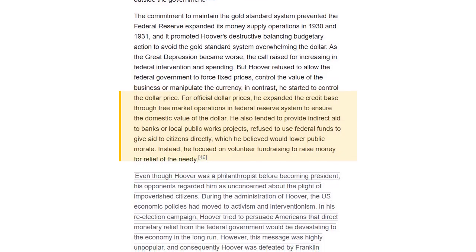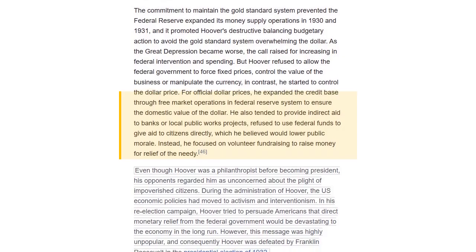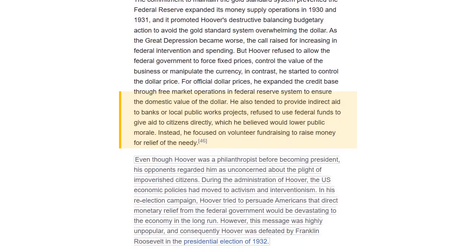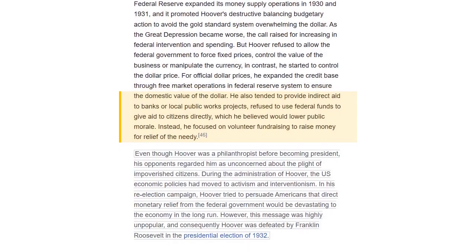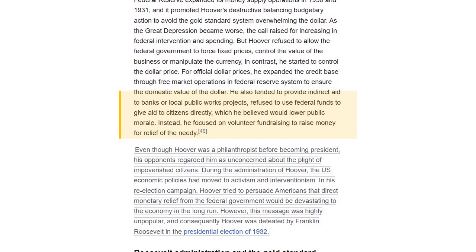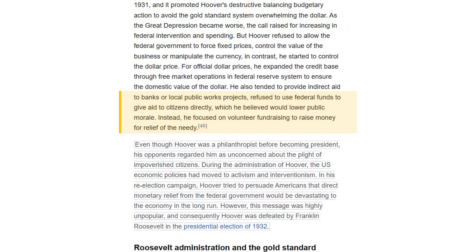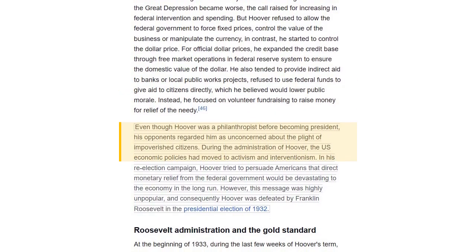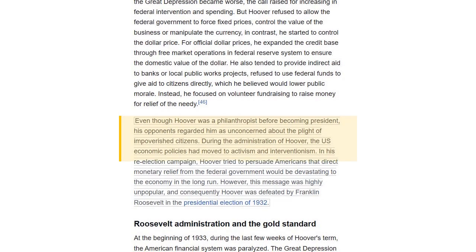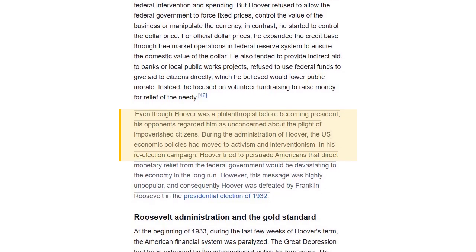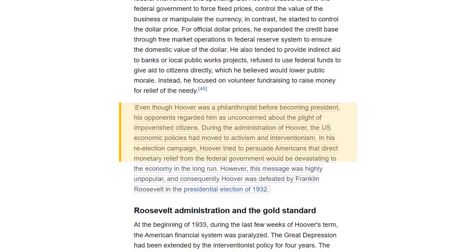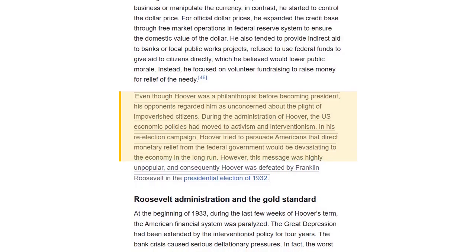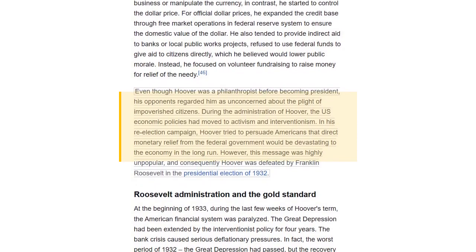He also tended to provide indirect aid to banks or local public works projects, and refused to use federal funds to give aid to citizens directly, which he believed would lower public morale. Instead, he focused on volunteer fundraising to raise money for relief of the needy. Even though Hoover was a philanthropist before becoming president, his opponents regarded him as unconcerned about the plight of impoverished citizens. During the administration of Hoover, the US economic policies had moved to activism and interventionism.